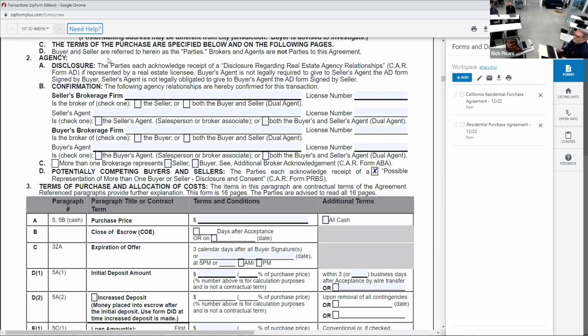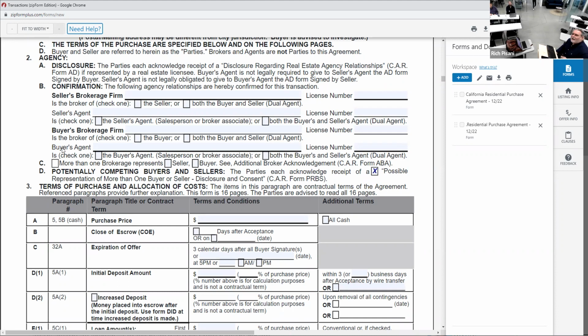So here's the confirmation. Who's representing the seller? What brokerage is representing the seller? You need to fill that out, and the license number, the seller's agent and their license number, and the buyer's brokerage firm and their license number, and the buyer's agent. Get this wrong and you have to redo it on a separate form because it's the law. So if you don't fill this out, it really needs to be filled out correctly because it's the law.